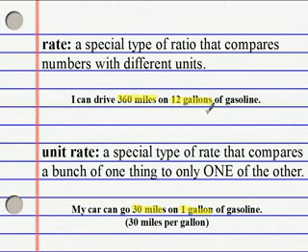A unit rate is a special type of rate that compares a bunch of one thing to only one of another. My car can go 30 miles on 1 gallon of gasoline. Here we're comparing miles, which is distance, to gallons, which is capacity. So there's our two different units, but it's a unit rate because I'm comparing a bunch of one unit of measurement to only 1 gallon of gasoline, which is another unit.